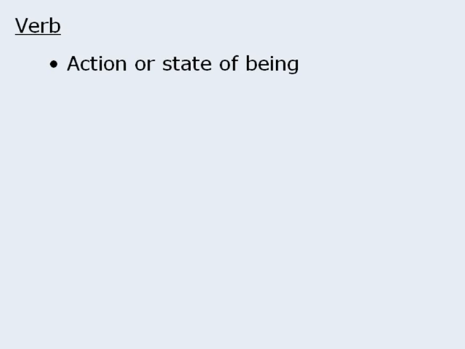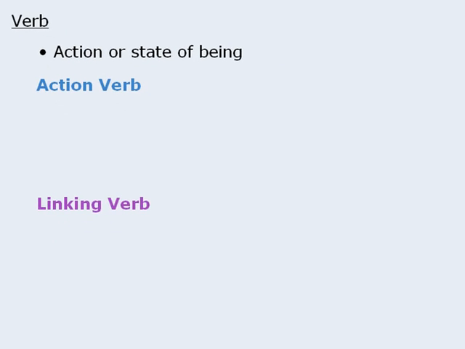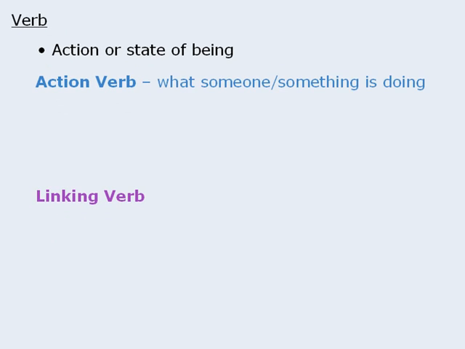Now, as I said earlier, a verb describes an action or a state of being. A verb that describes an action is called an action verb, and a verb that describes a state of being is called a linking verb. In general, action verbs explain what someone or something is doing.